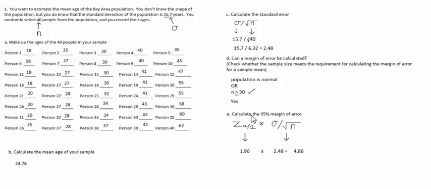The next part says calculate the 95% margin of error. The first step is to go to the z coefficient table and look up the confidence coefficient that goes along with 95%. The z coefficient that goes with 95% is 1.96. So we plug in 1.96, which comes from the table, and then we multiply that by the standard error, which we found in part C. And when we multiply, we get our answer. The 95% margin of error is 4.86. So the 95% margin of error is just the z coefficient from the table for 95% times the standard error.